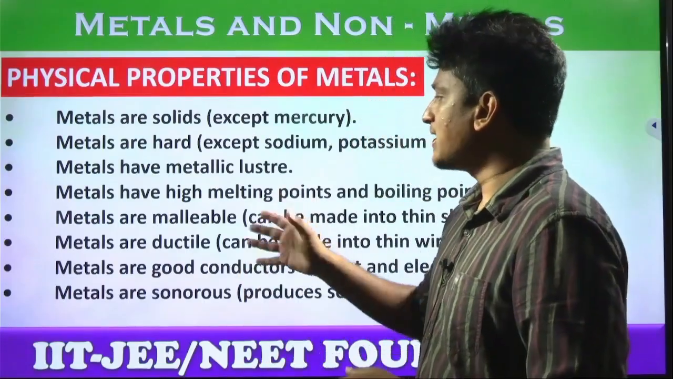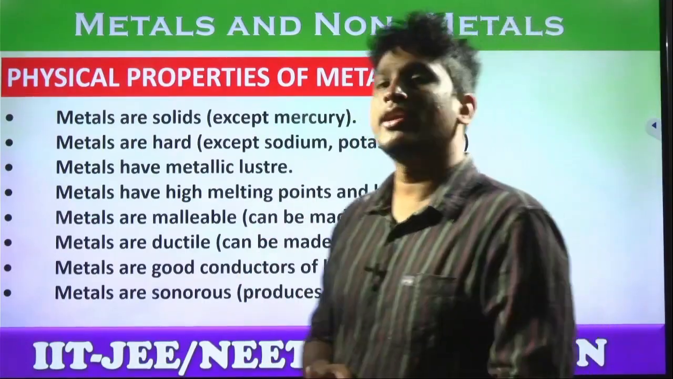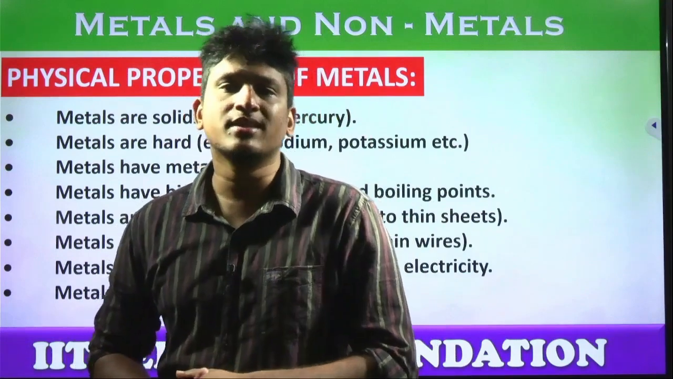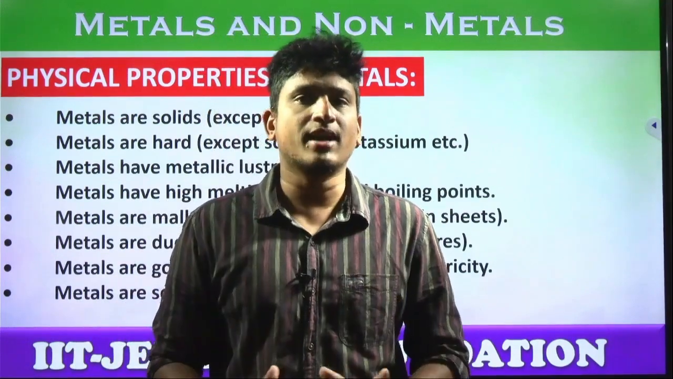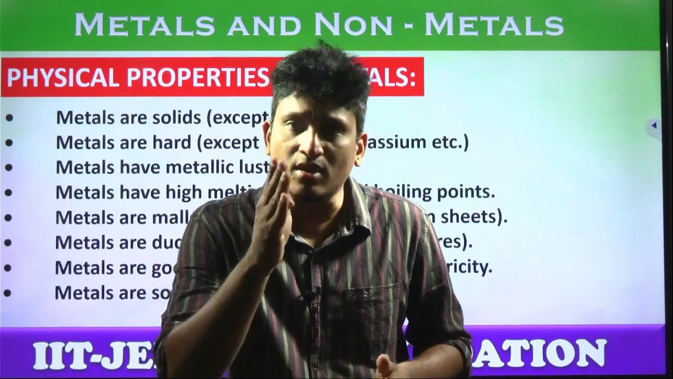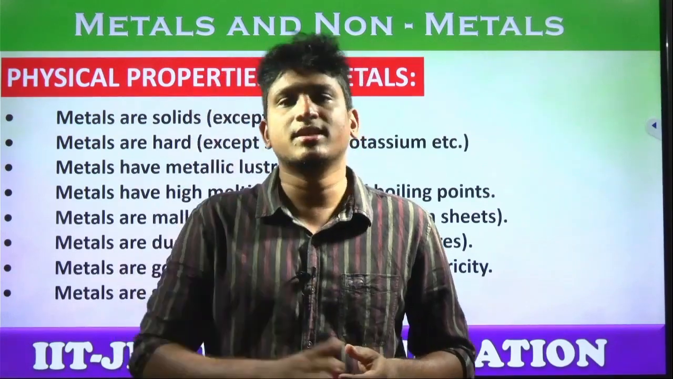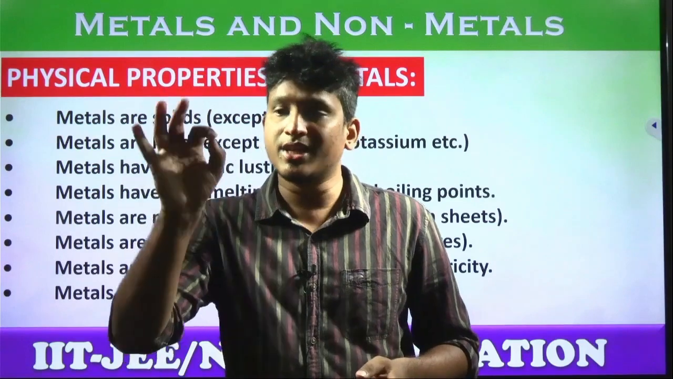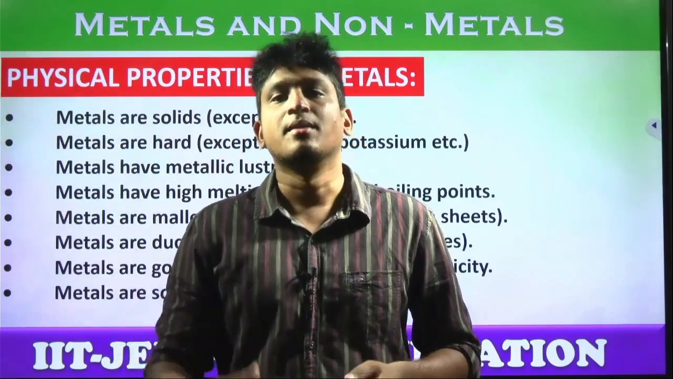Next, metals have high melting points and boiling points. Correct. Why? Because, students, metals are very hard solids. The reason for having high melting and boiling points: first of all, what are melting and boiling points? The temperature at which a solid changes into liquid is called the melting point, and the temperature at which a liquid changes into vapor is called the boiling point.